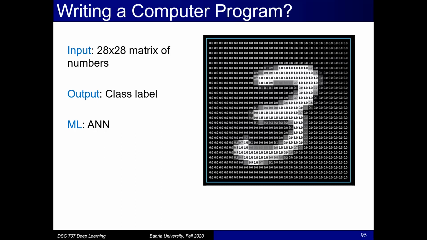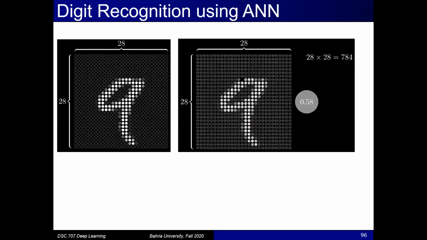Means in this matrix, there are 28 rows and 28 columns. So in total, there are 784 values. If you multiply these two numbers together, you get 784. So we want a system in which we give this matrix as an input, and this system should give us the label. For example, for this image, the output should be that this is digit 3, right? And we'll be using a neural network for this problem.